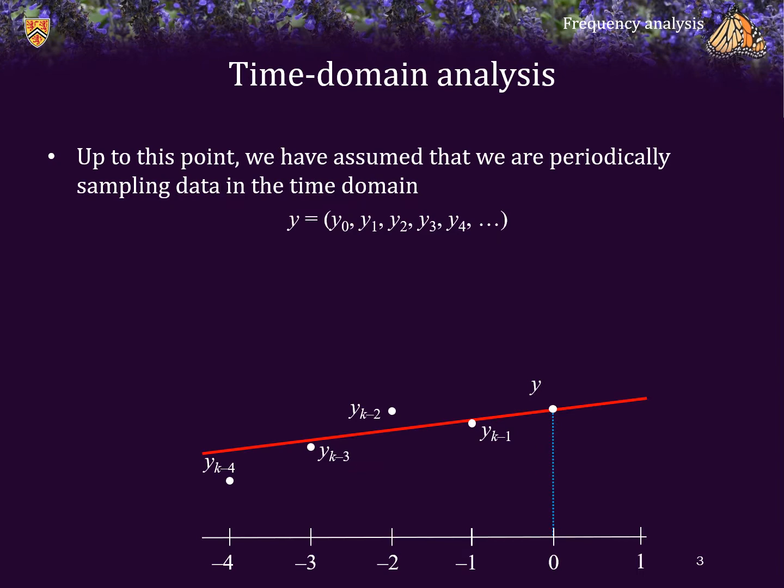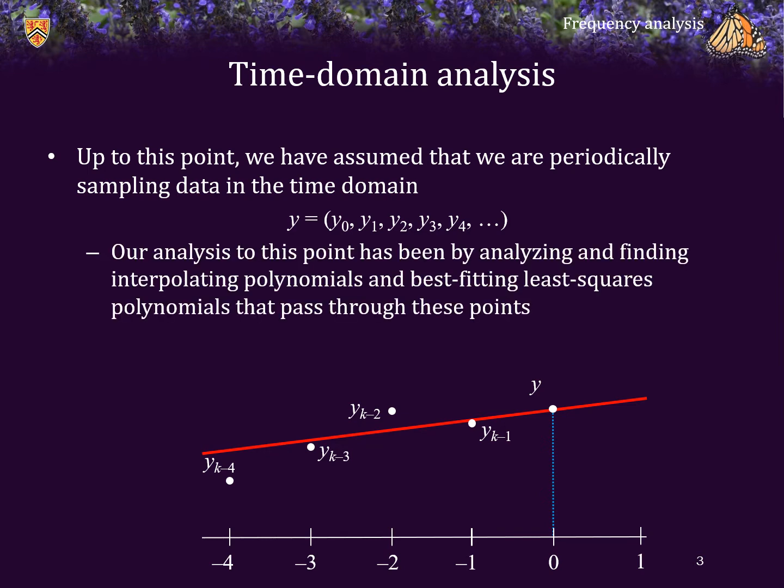So up until this point, we have assumed that we are periodically sampling data in the time domain. So at some point in the past, we started sampling a value from a sensor, and we are storing those and we are analyzing that data. Now, our analysis up until this point has been finding, for example, interpolating polynomials and best fitting least squares polynomials that pass through these points.